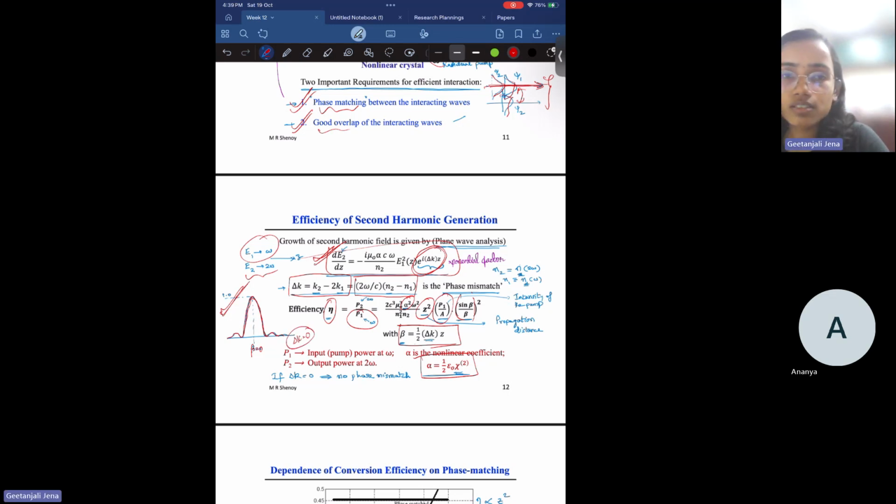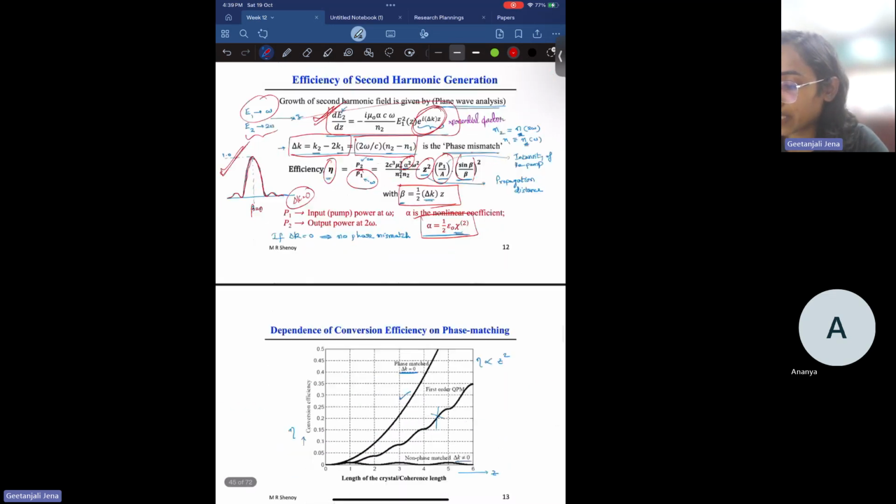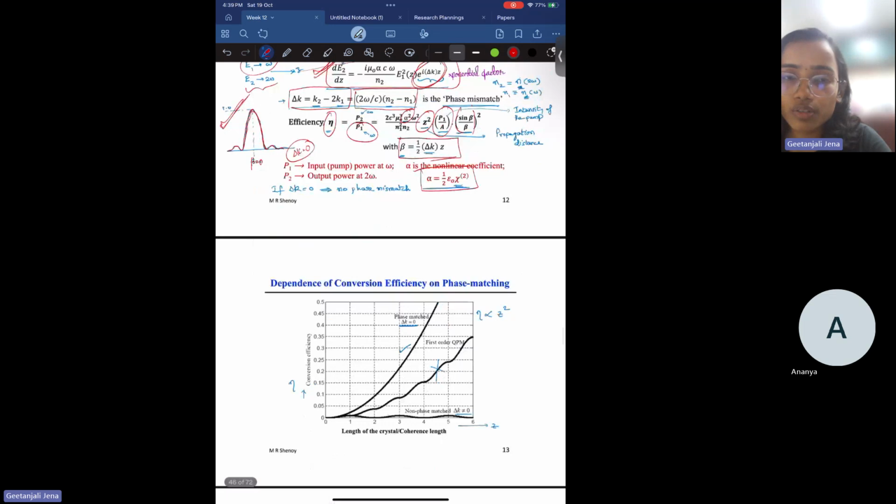So this indicates that only when delta k is 0, that is, only when there is no phase mismatch, can we see the conversion efficiency is high and an efficient interaction will happen inside the material you are talking about.